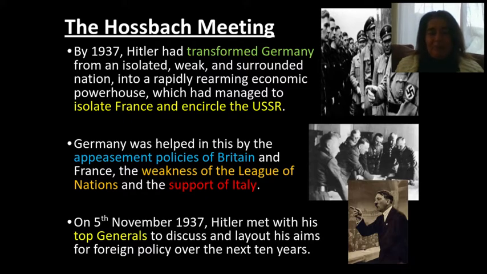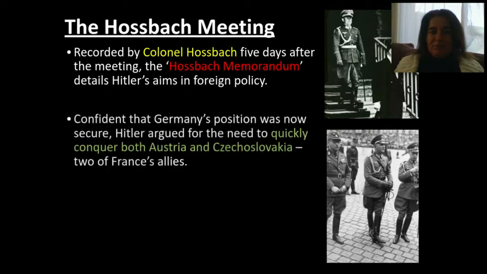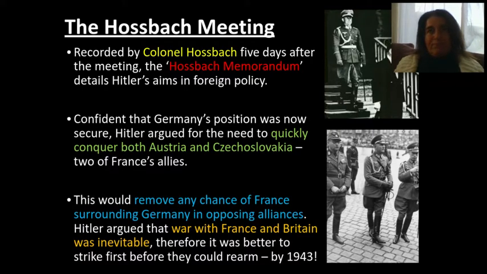On the 5th of November, remember the 5th of November, in 1937, Hitler met with his top generals to discuss and lay out his aims for foreign policy over the next 10 years. Imagine that this meeting was extremely important, because it would design in a way what would happen to Europe and the Second World War. Recorded by Colonel Hossbach 5 days after the meeting, the Hossbach Memorandum, like notes, details Hitler's aims in foreign policy.